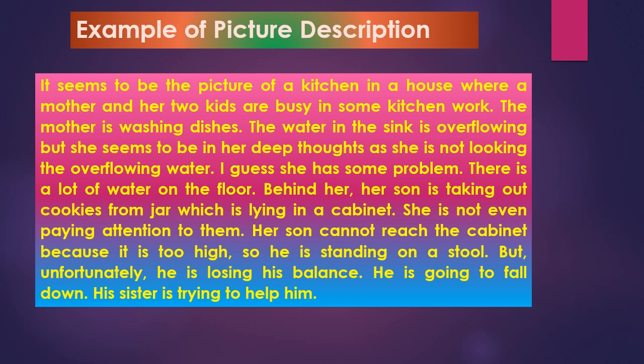Behind her, her son is taking out some cookies from a jar which is lying in a cabinet. She is not even paying attention to them. Her son cannot reach the cabinet because it is too high. So he is standing on a stool. But unfortunately, he is losing his balance. He is going to fall down. His sister is trying to help him.